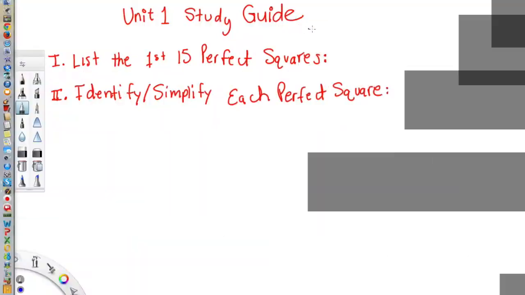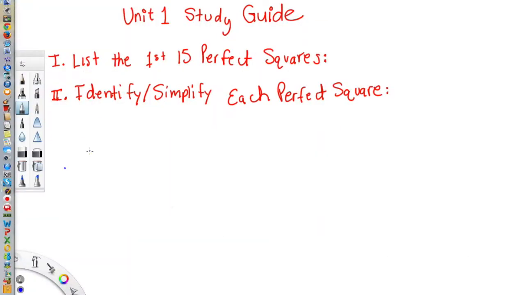Let's get started. Okay, boys and girls, let's break out our study guide as well as our notes, which will be handy. If you look at the first page of the study guide, you'll see list the first 15 perfect squares. I'm not going to go over that with you. You just need to know that. That will be on the test tomorrow. That's 15 points of the test.